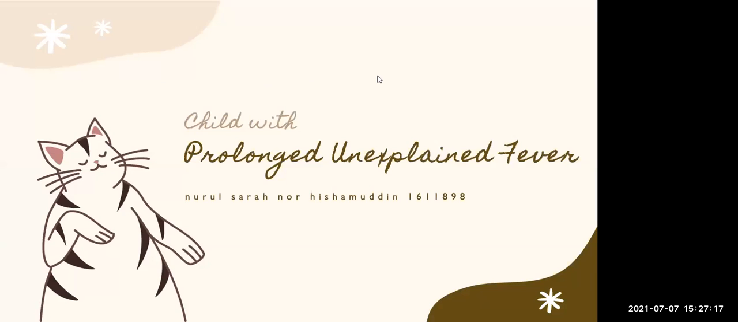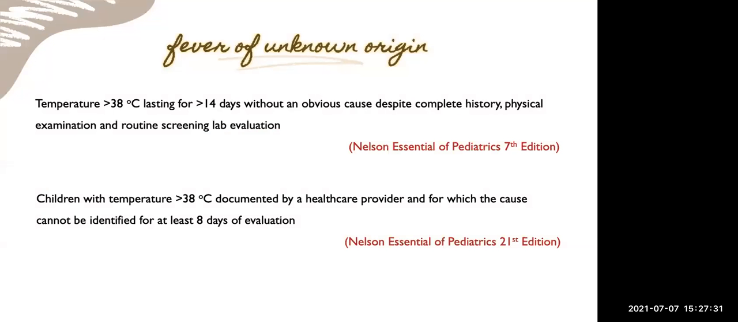Okay, Assalamualaikum warahmatullahi wabarakatuh. My name is Nur Sarah and we will continue today's discussion on the approach for a child with prolonged unexplained fever. Okay, so next. Fever of unknown origin, or FUO, based on Nelson Essential Pediatrics 7th edition, is a temperature of more than 38 degrees Celsius, more accurately rectal temperature, lasting for more than 14 days without an obvious cause, despite complete history, physical examination, and routine screening lab evaluation.